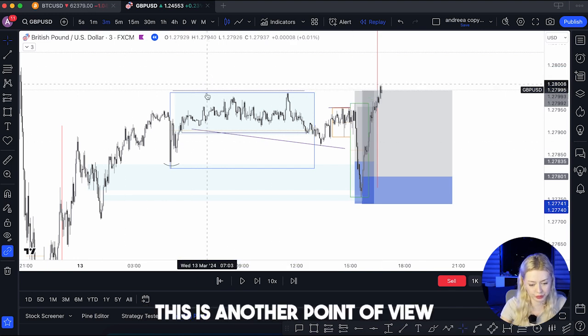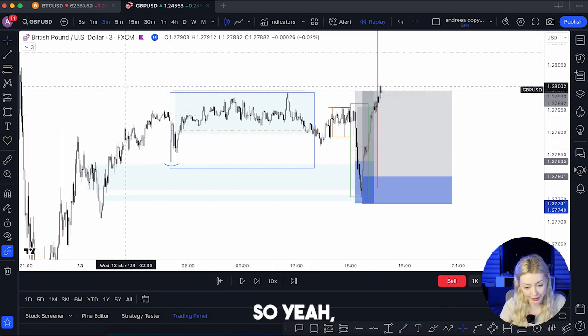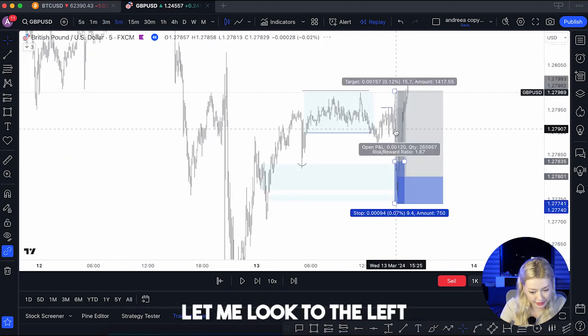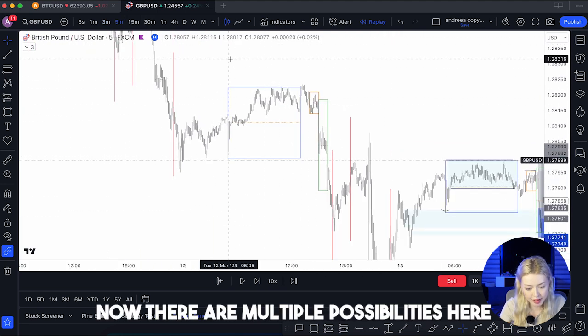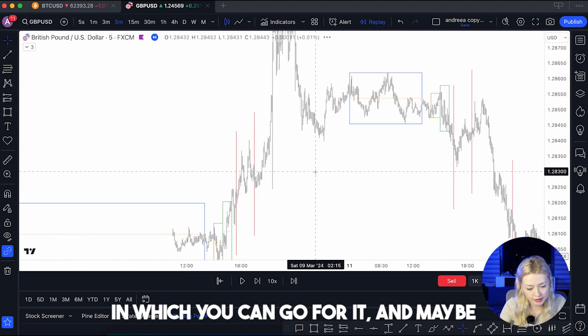This is another point of view for the same setup. So yeah, this is happening over and over again. Let me look to the left. Yeah, there are multiple possibilities here in which you can go for it.